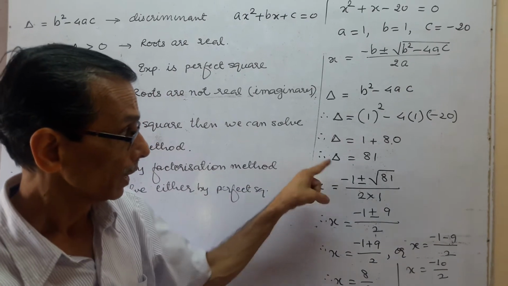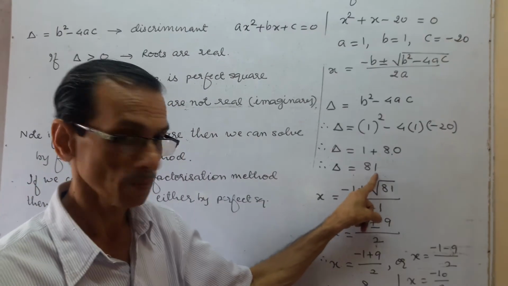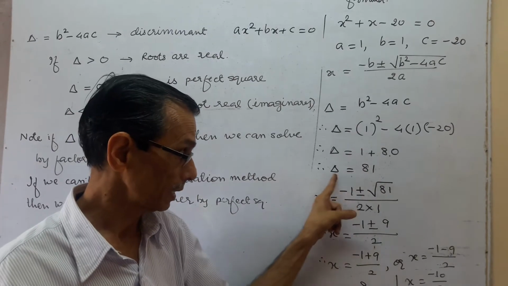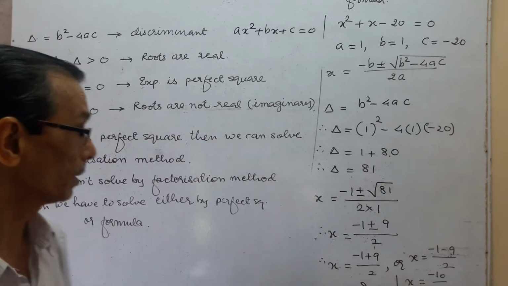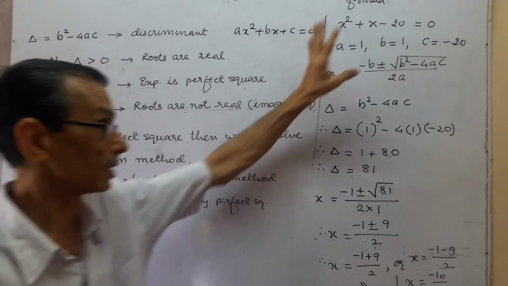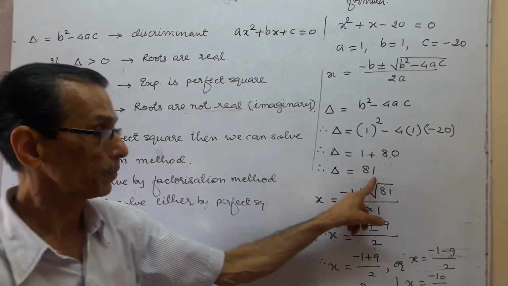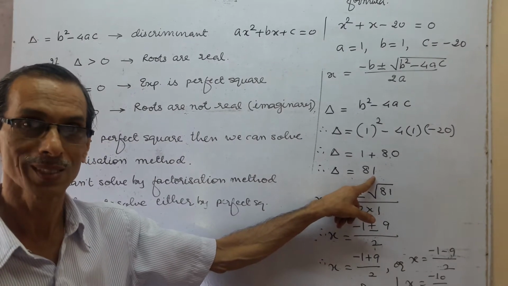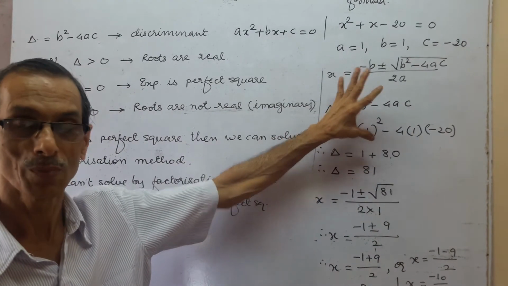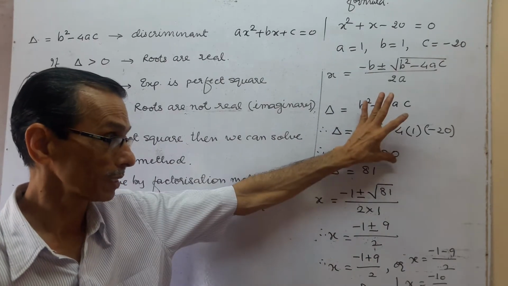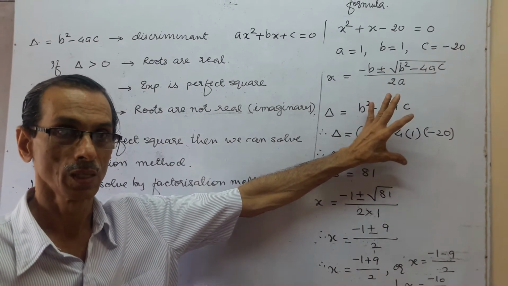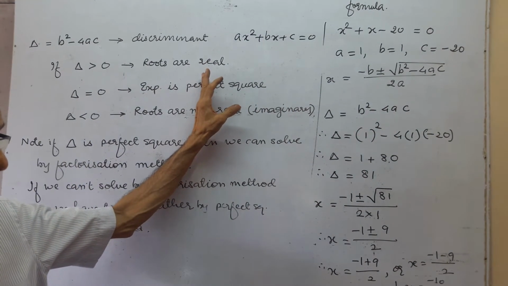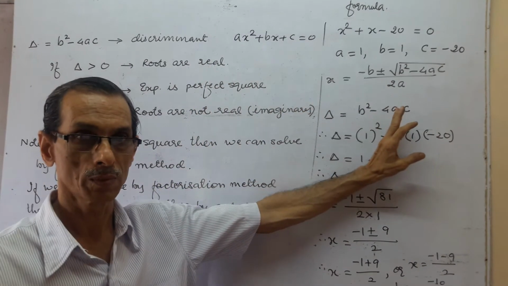Now here, if delta is a perfect square, like 81 is a perfect square, then only can we solve the sums by factorization method. If delta is not a perfect square, suppose delta is 80 or 79, which is not a perfect square, then we cannot solve that sum by factorization method. At that time we can use either the making-expression-perfect-square method or the formula method.